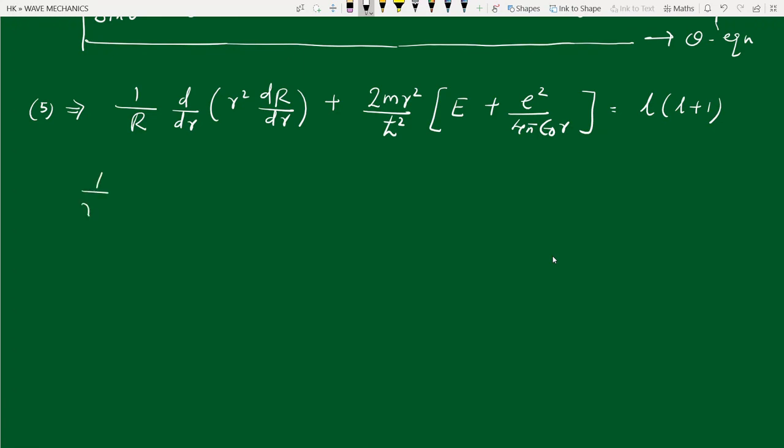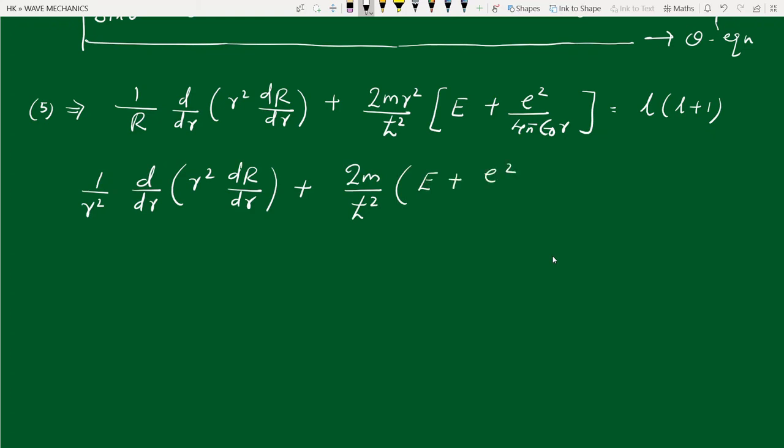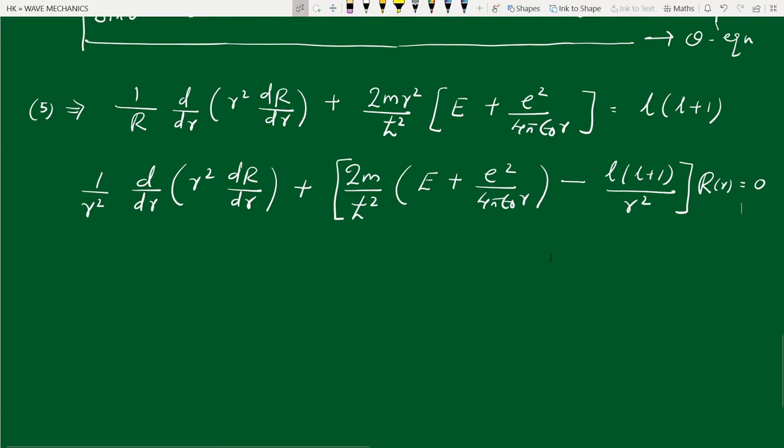So this equation becomes 1 by r square d by dr of r square dR by dr, plus, in this term small r square will go because I have divided throughout with it, 2m by h cross square times E plus e square by 4 pi epsilon 0 r, minus L into L plus 1 by small r square, and this whole term is multiplied with capital R, a function of r. This is equal to 0. This is equation 7, and we can call it the r equation because it depends only on the radial variable r.